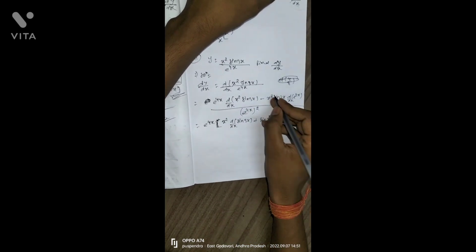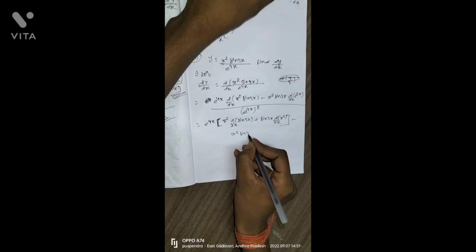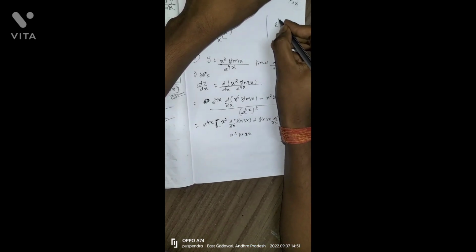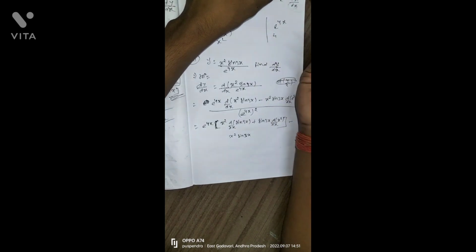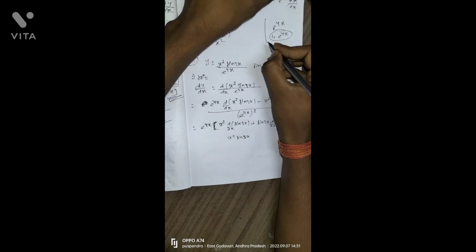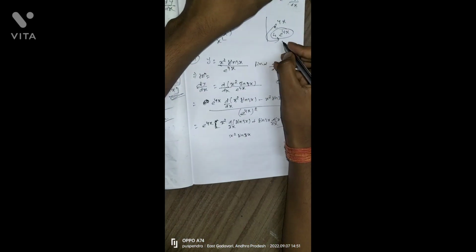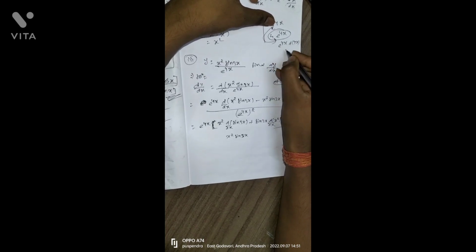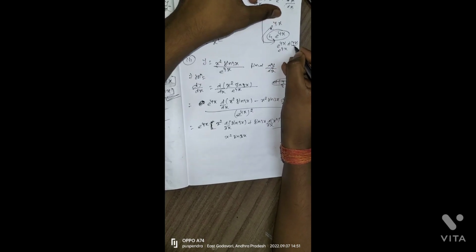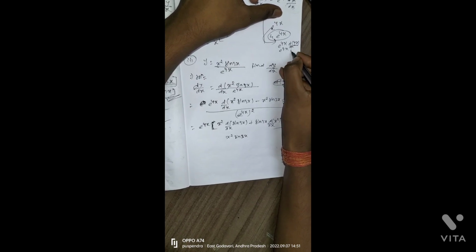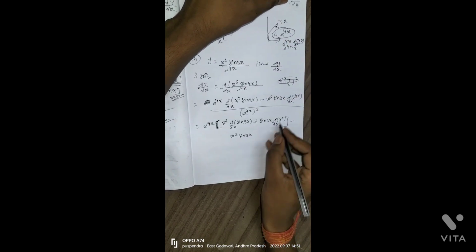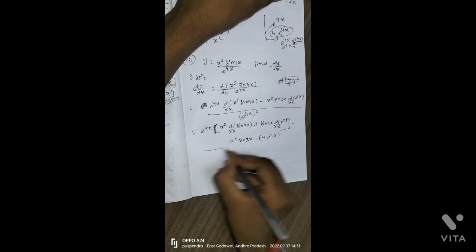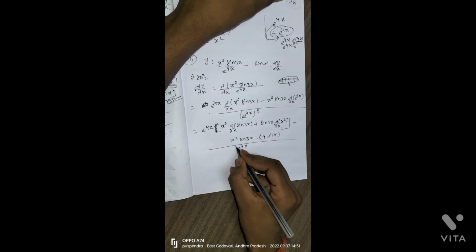Now what will you do? Minus x squared sine 3x, now e to the power 4x. What is the derivative of e to the power 4x? If I do it directly, then it will be 4 e to the power 4x. If you do not do it directly, then it is e to the power 4x times d of 4x, and the derivative of 4x is 4. So it will come 4 e to the power 4x. Okay, write e to the power 4x, whole square.